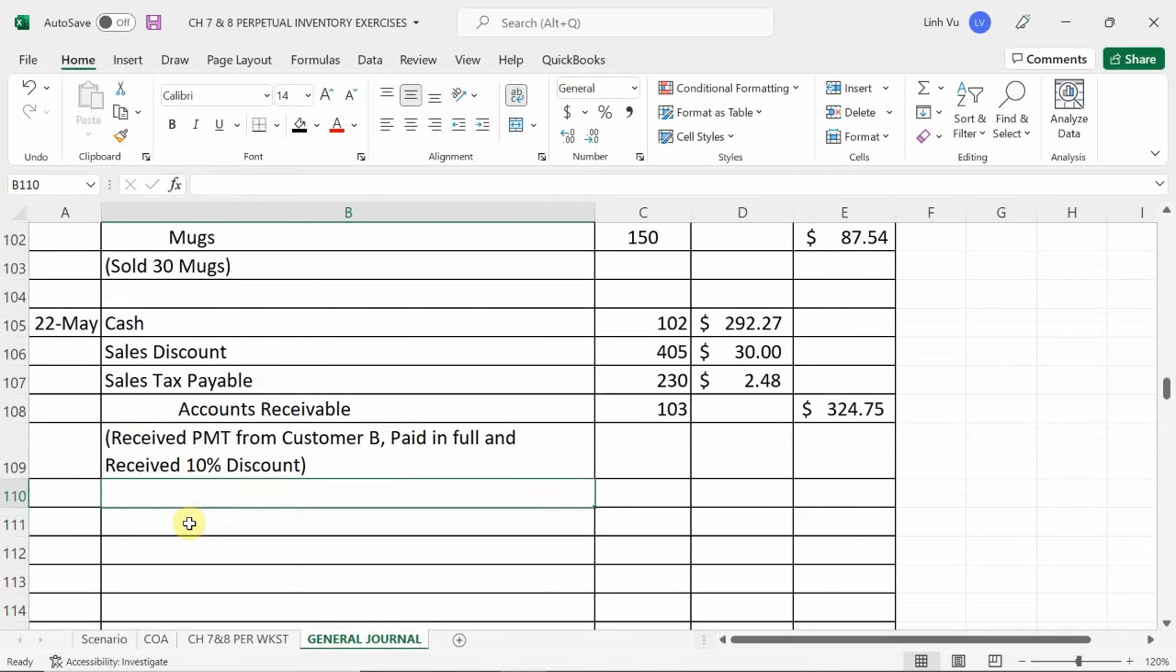All right. So again, this doesn't affect your inventory because we already calculated the inventory. This is the sales discount portion, and the sales discount doesn't affect your inventory.